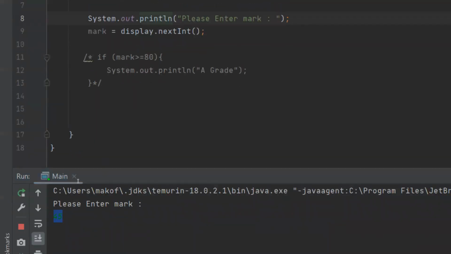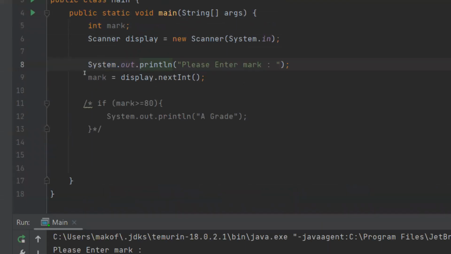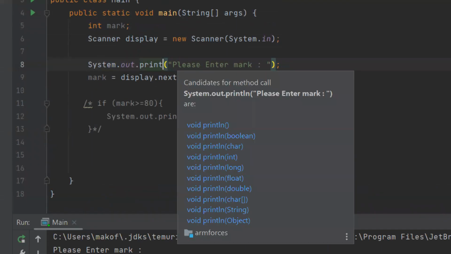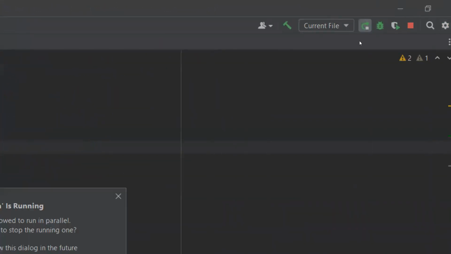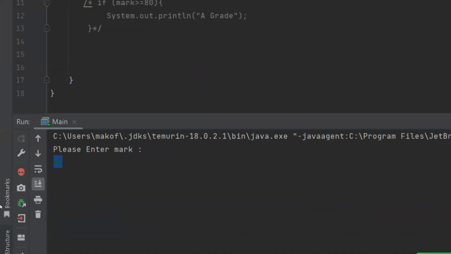Yes. Now, sir, when I do it like this, it doesn't look nice, you see. If I come and remove the ln from there and run it again, stop it. We'll see that.